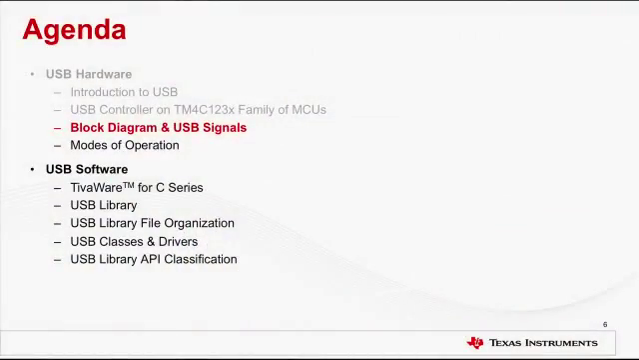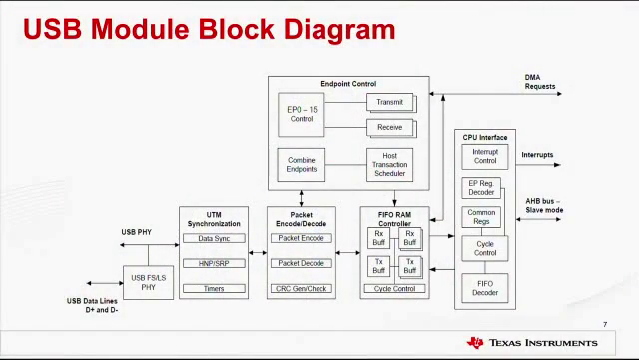Let us take a look at the USB block diagram now. The USB module on TM4C123X devices consists of an integrated controller and PHY. The USB controller has an endpoint control block which receives and sends DMA requests from and to the DMA controller. The endpoint control block is connected to the FIFO RAM controller and the packet encode and decode block. The packet encode decode block encodes and decodes the data packets sent or received from the USB transceiver macrocell synchronization block, also known as the UTM synchronization block.